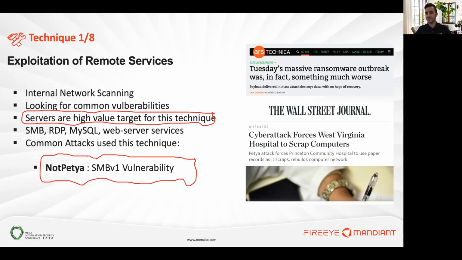NotPetya. Okay, so the main purpose of this malware was to destroy the data, to destroy the disk structures of the compromised systems. This is a form of ransomware. It can spread itself across the computer network using the SMB version 1 vulnerability, as we can see here. It was first seen in 2017.